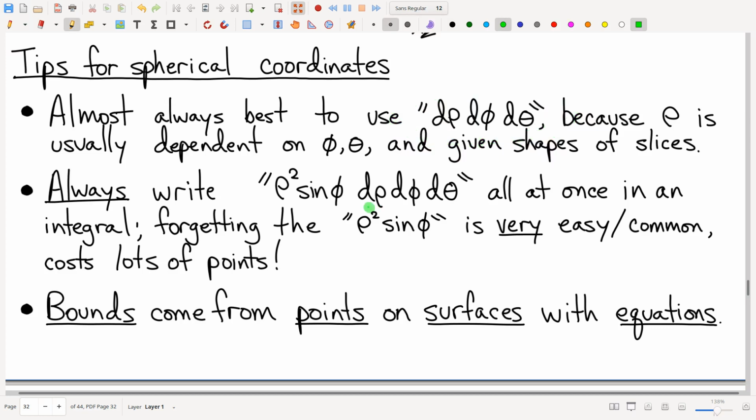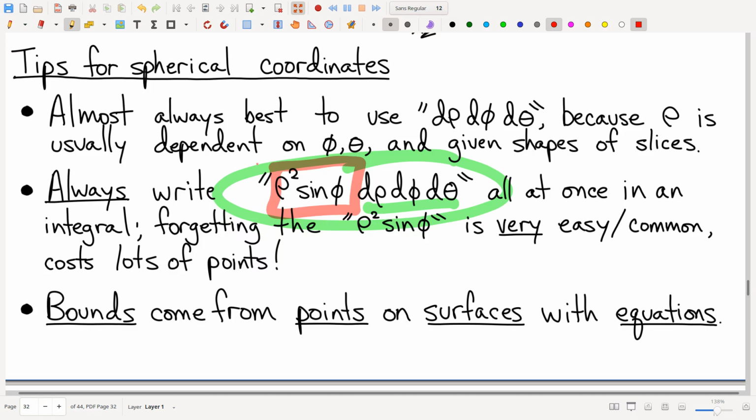Likewise, when you do the differentials in that order, don't forget your stretching factor. I've said this a million times. I'm sorry about that, but it's so important, and still it's going to happen. Some students are going to forget this. And again, it's points. Don't leave free points on the table.